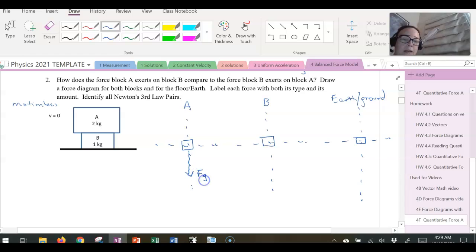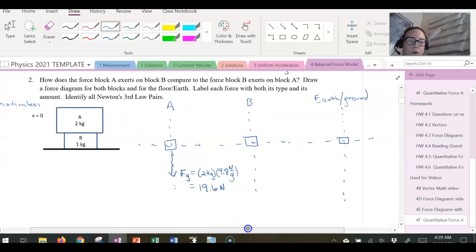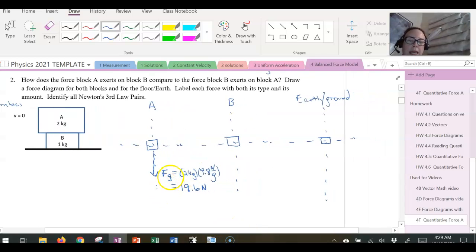So the force of gravity, or the weight of block A, equals its mass, which is 2 kilograms, times 9.8, which is the acceleration due to gravity on Earth, and so it has a weight of 19.6 newtons. And the Earth is exerting a force. Oh, I should have written it this way. I'm so sorry. I should have described the force more completely. This is the force of gravity on A by the Earth.